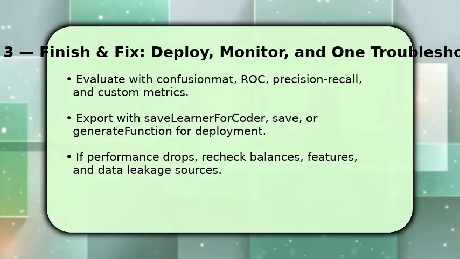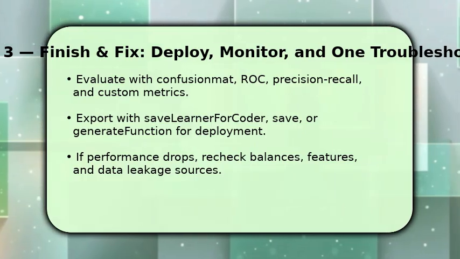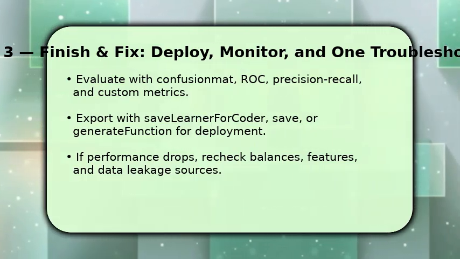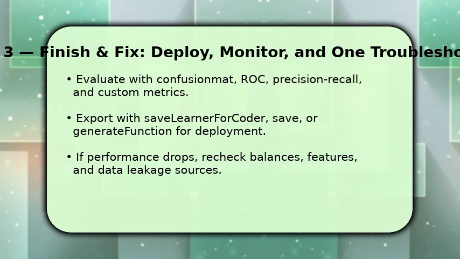If something goes wrong, like low accuracy or high variance, check class imbalance, feature leaks, and inconsistent preprocessing as the first troubleshooting move.